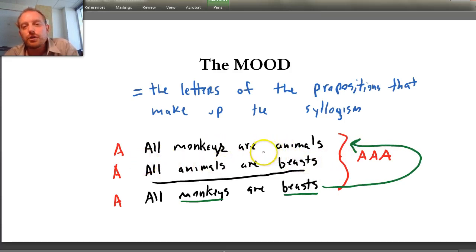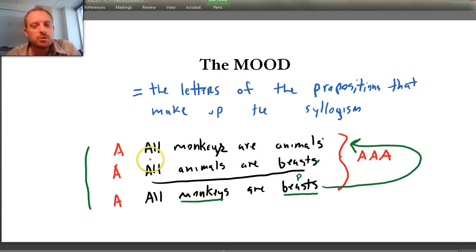What this means, and I hope you saw this, that's why I did it this way, is that this is not in standard form. To put it into standard form, we actually have to switch these two propositions: all animals are beasts, all monkeys are animals, therefore all monkeys are beasts. That would be standard form, because this is the predicate term of the conclusion, this is the major term. The major term should occur in the major premise, and right now it's in the minor premise, which means I'd have to rewrite these.